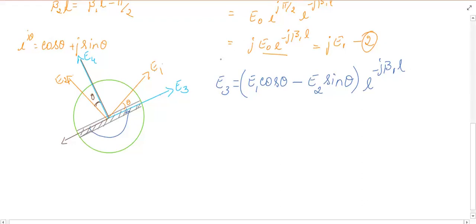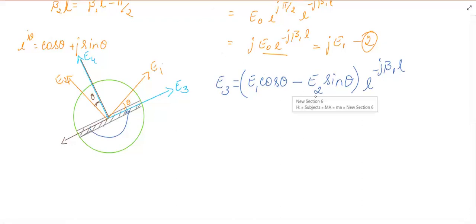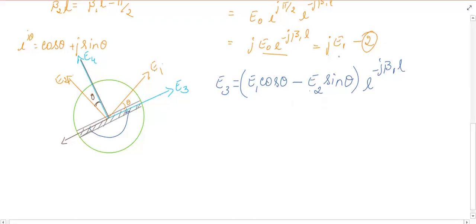So what simplification can I do here? We know what E2 is. E2 is nothing but j into E1. Here your aim is to simplify the equation so that your final expression, whether it is E3, E4 or whatever it is, should be represented in terms of E0 and beta 1L. There might be a few extra terms, theta and pi by 2 and all. That's fine, but it should be mainly written in terms of E0 and beta 1L.